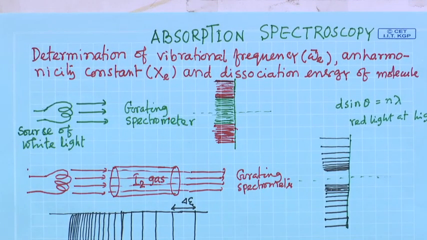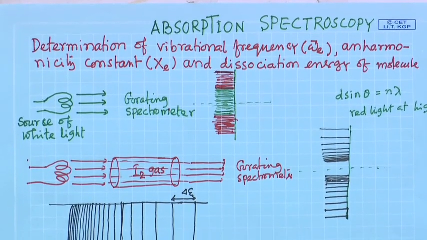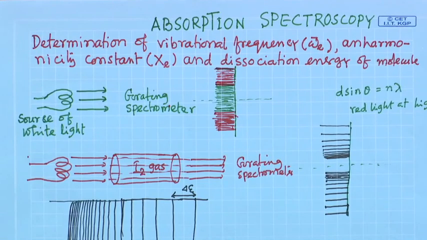Now, the spectrometer is used for the determination of the vibrational frequency, anharmonicity constant, as well as dissociation energy of molecules. Different kinds of spectroscopy are there. Whatever I am discussing now is called absorption spectroscopy. So, what is that?